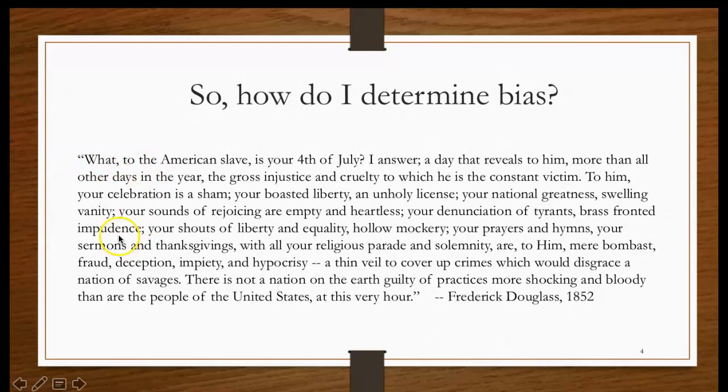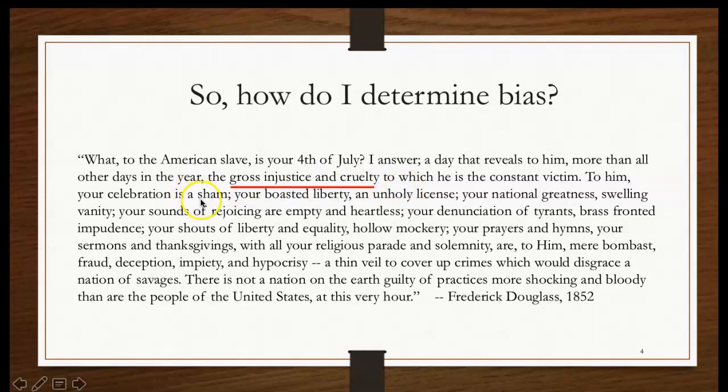Well, it's fairly obvious in a lot of ways. For example, let's look at the language he used. He says, "What to the American slave is your 4th of July?" And he answers that question. He says, "I answer, a day that reveals to him more than all the other days of the year the gross injustice and cruelty to which he is the constant victim.